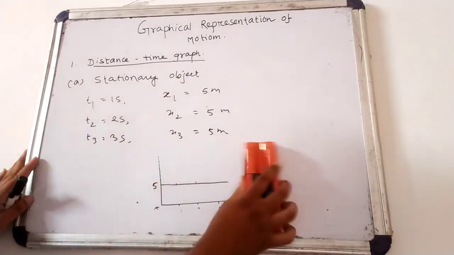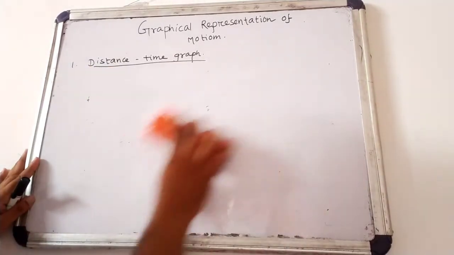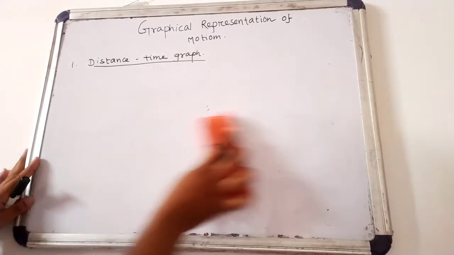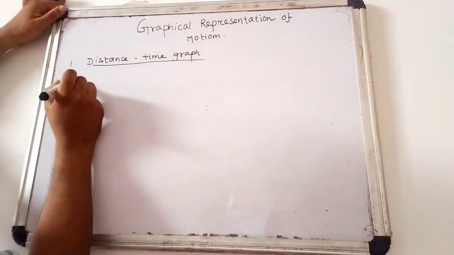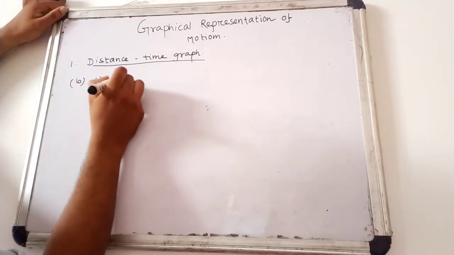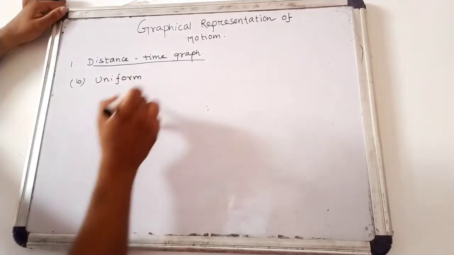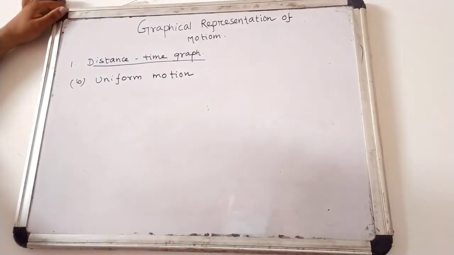Next, what will be our distance time graph for uniform motion? Uniform motion is when an object covers equal distance in equal intervals of time. This type of motion is called uniform motion.